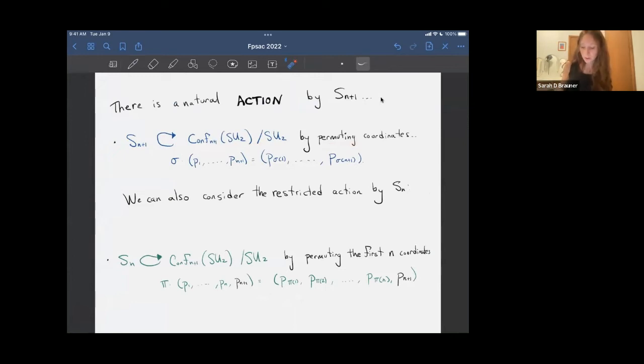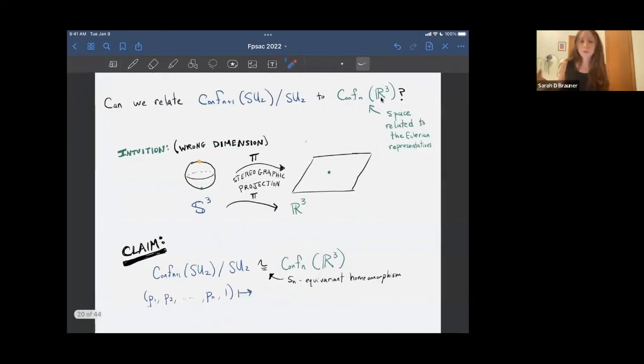But I can also think about the restricted action using this typical point, right? So I can just permute the first n coordinates and leave the last coordinate fixed. Okay. So I want to use this to relate this quotient space to the original configuration space that we started with, which we know is related to those Eulerian representations. And the way that I'm going to do this is via stereographic projection.